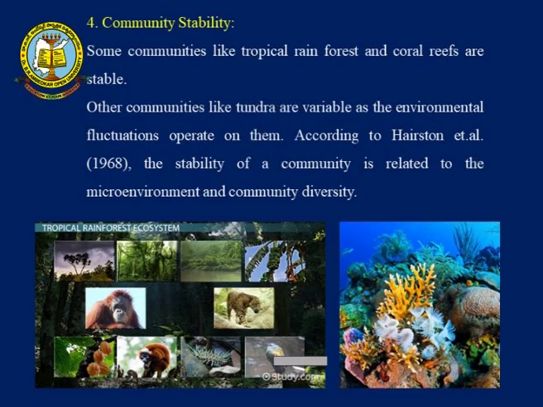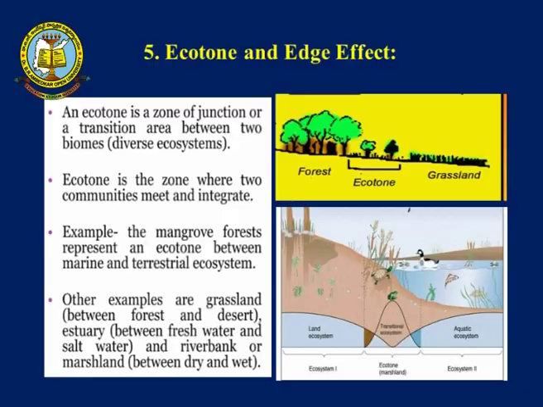So, coral reefs. Tropical rainforest, because they are going to have abundant rain in that forest region, they are going to have abundant vegetation and there is no shortage of food for the consumers to thrive on, except when there is a little bit of environmental fluctuation. So, according to Harrison, the stability of a community is related to the micro environment and community diversity. So, the more diverse the community, the more stable that particular community is.